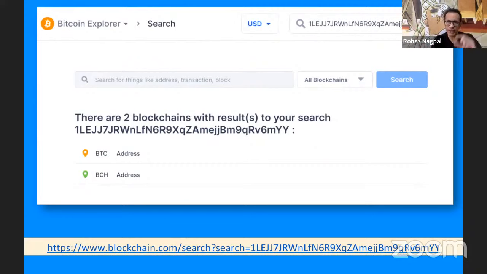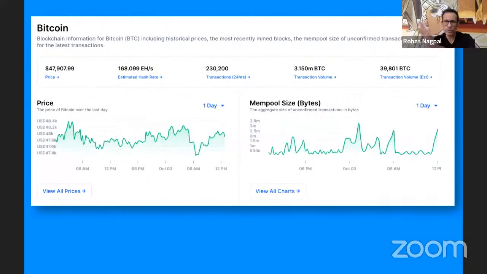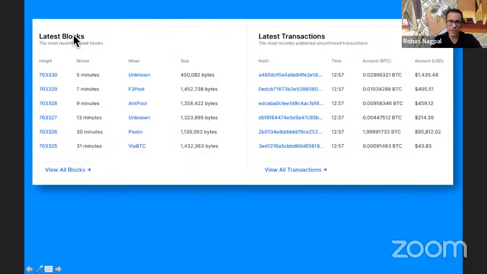Now that we have a particular address we are looking for, when we go to this blockchain explorer, we can see in real time everything that is happening. So we can see, these are the latest blocks. And as you can see, the time is not always 10 minutes. Blocks can be very random. This one came 5 minutes ago, this 7 minutes, this 9, this 13, this 30 minutes, this 31 minutes. But they're in order, right? So 25, 26, 27, 28, 29, 30. Blocks are in order, but the time between them is not always fixed. The average is 10 minutes.